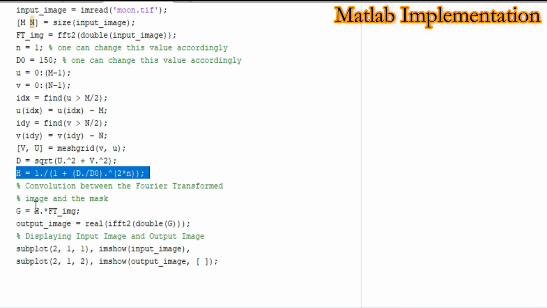After that we need to get the output in the spatial domain. In order to get the output in the spatial domain, we do the inverse Fourier transformation and take the real part. So the output image is equal to real of IFFT2 of G. So here we get the inverse transformation. After that I am displaying the output. Okay, now you can see the output.